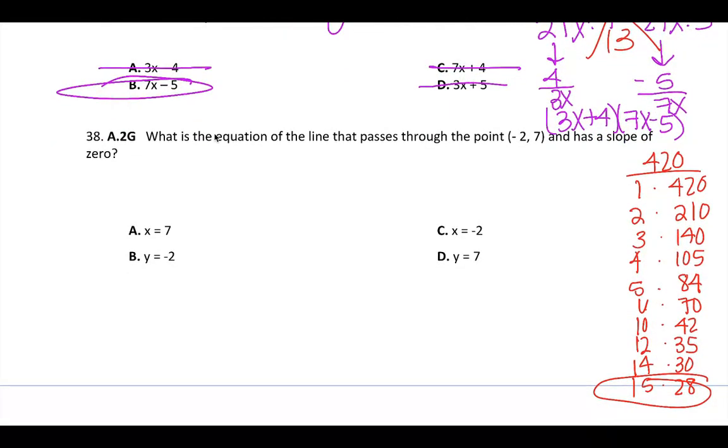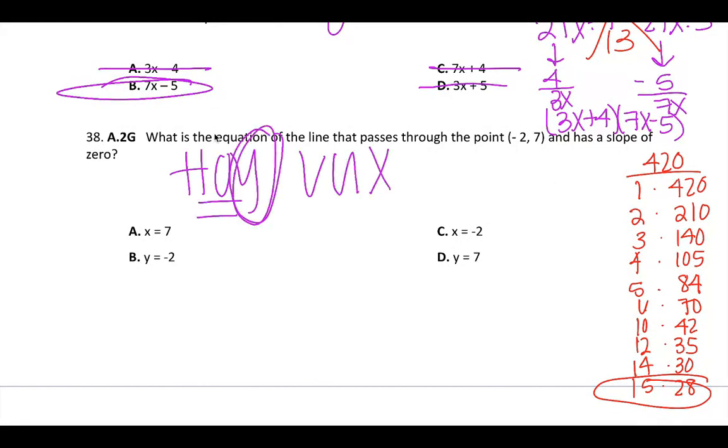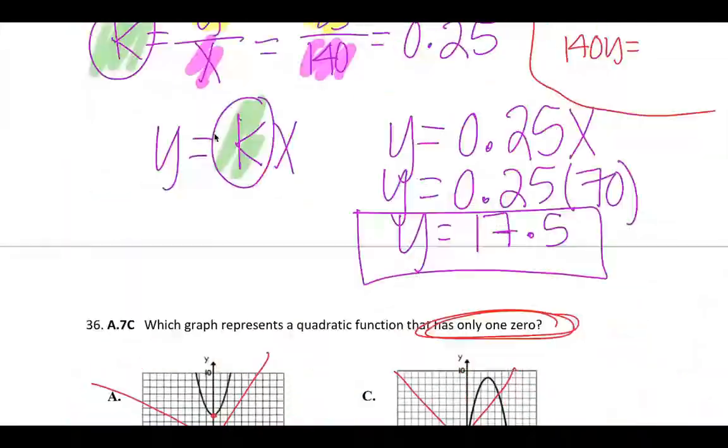38. Which equation has a line that passes through negative 2, 7 and has a slope of 0? So remember HOY VUX. Zero slope means it's going to be y equals a number. So just by knowing that, the x equations are out. If I look here, my y value is 7, so it should be y equals 7. Y'all, that's it. We finished.